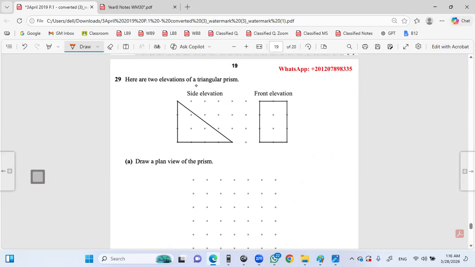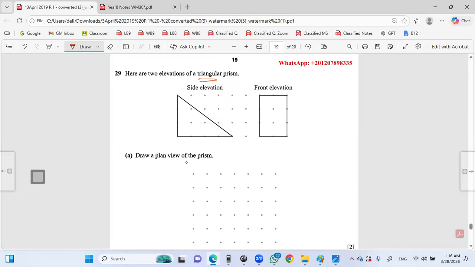Okay, here are two elevations of a triangular prism. Side elevation, so they said a triangular prism. Okay, side elevation, which is this one. The triangle is actually the side, and at the front, you've got this rectangle.